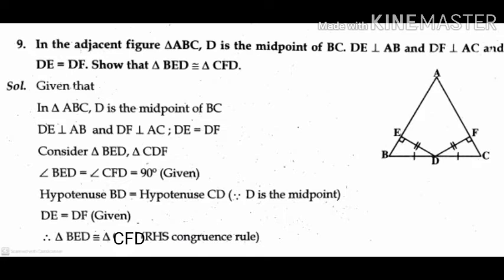Consider triangle BED and triangle CDF. Angle BED is equal to angle CFD, which is equal to 90 degrees, that is given in the problem. And also hypotenuse BD is equal to hypotenuse CD since D is the midpoint. DE is equal to DF, that is given in the problem. Therefore, triangle BED is congruent to triangle CDF by the RHS congruence rule. RHS means R is right angle, H is hypotenuse, S is one side of a triangle.